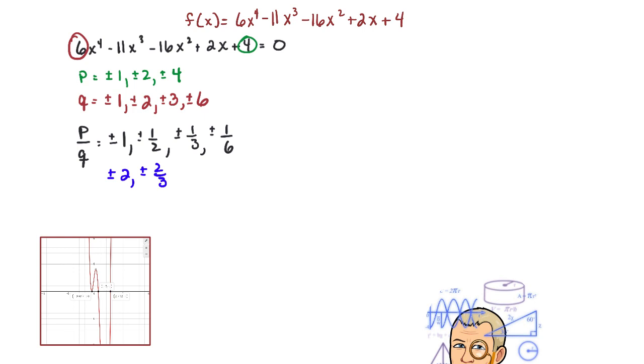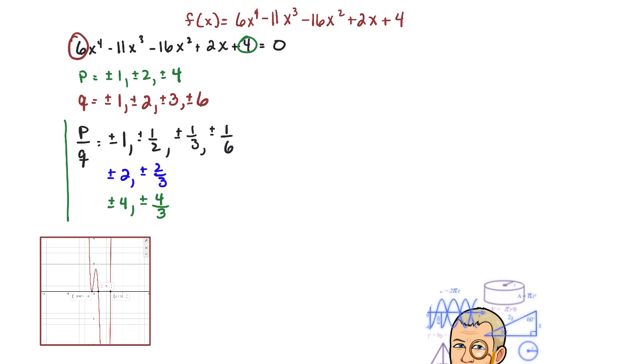And then lastly 4 over 1, which is 4. 4 over 2, which is 2. We already have that in our list. 4 over 3. And then 4 over 6, which is 2/3 again. So there's our possible rational solutions.